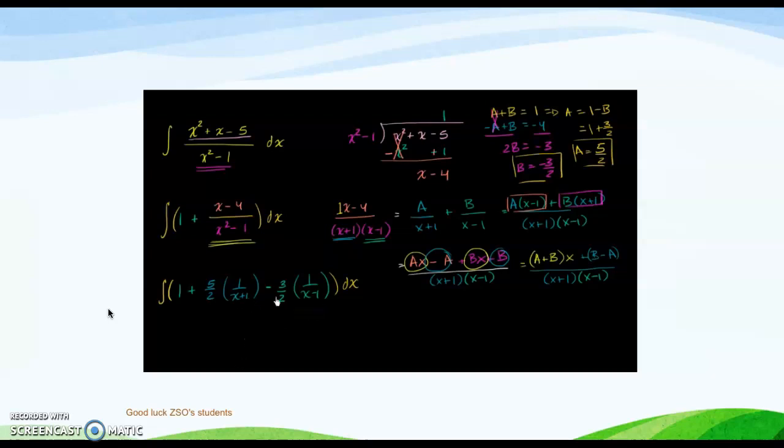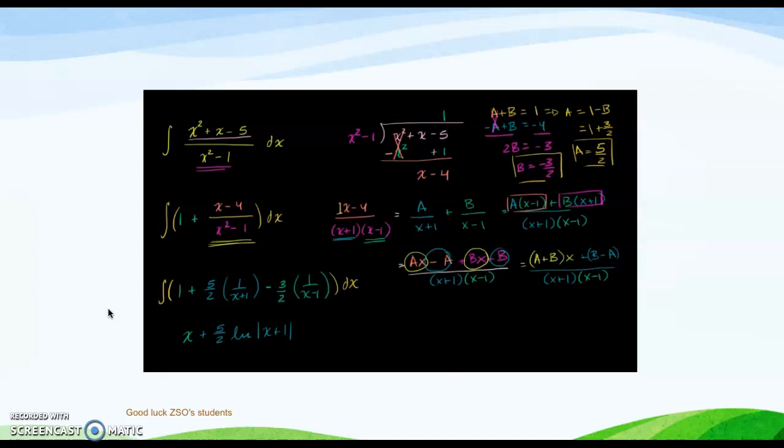And now it's fairly straightforward to integrate this. Antiderivative of 1 is just going to be x. Antiderivative of 5 halves, 1 over x plus 1 is going to be plus 5 halves the natural log of the absolute value of x plus 1. We were able to do that because the derivative of x plus 1 is just 1, so the derivative is there so that we can take the antiderivative with respect to x plus 1. You could also do substitution like we've done in previous examples. u is equal to x plus 1.